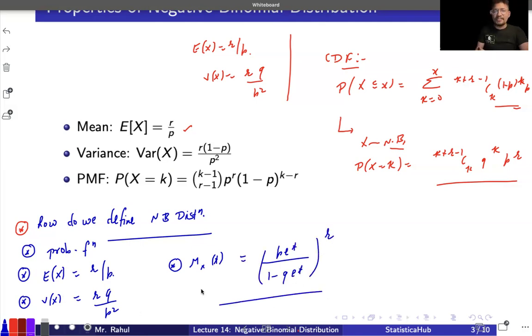If you remember these things, then well and good. And one more thing: what are the possible values of X? We already covered r, r plus 1, and so on, going till infinity. So these are the things you have to memorize, and always follow the slides, then follow some standard book and go over different examples.